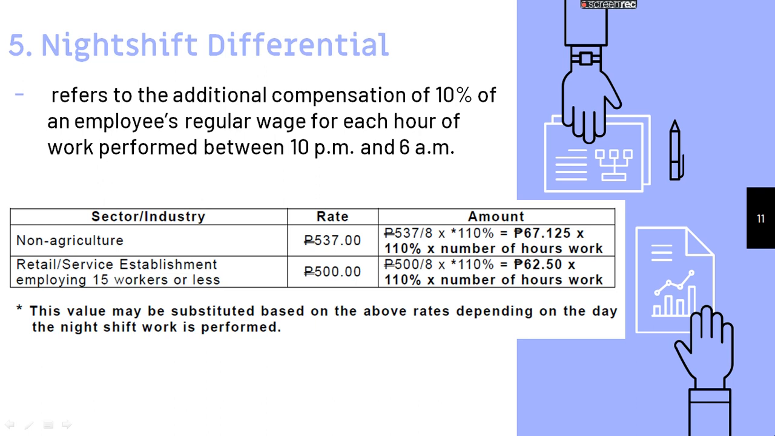So, meron tayong non-agriculture, retail and services. So, may example po tayo naka-flash kung paano siya kinuha. Same with na-discuss ko sa rate sa overtime. So, 537 divided by 8 times 10%, or multiplied by 110%. So, yan po yung night shift differential. Ito lang naman yung mga empleyado na nagtatrabaho 10 p.m. to 6 a.m.